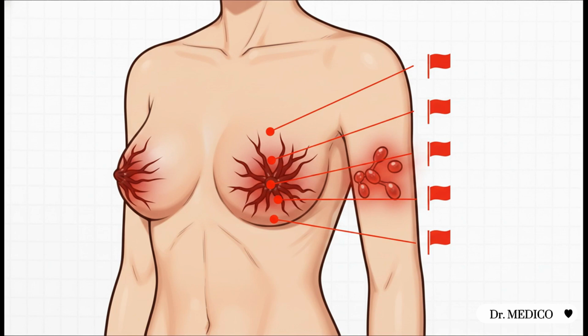Think about it in 4 zones. The mass itself, is it hard and fixed? The overlying skin, is there dimpling or that peau d'orange texture? The nipple, is it retracting or does it have an unusual discharge? And finally, the axilla. Can you feel hard, palpable nodes? A yes to any of these should really raise your suspicion for malignancy.